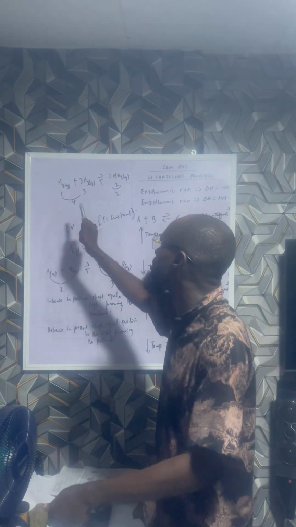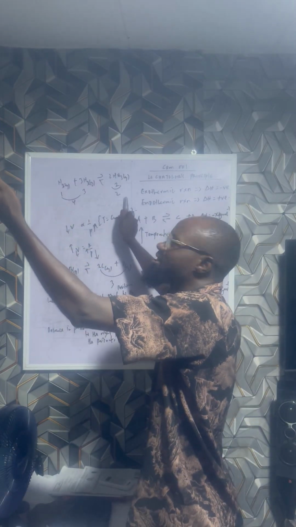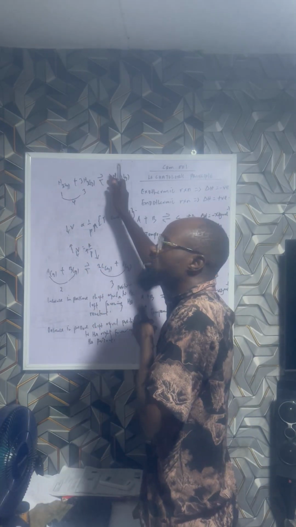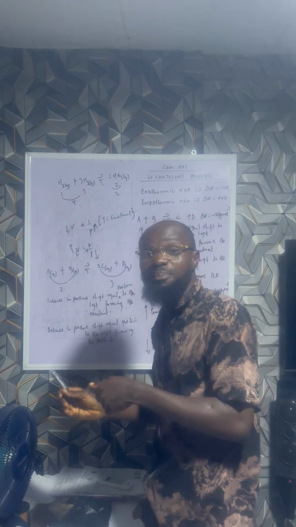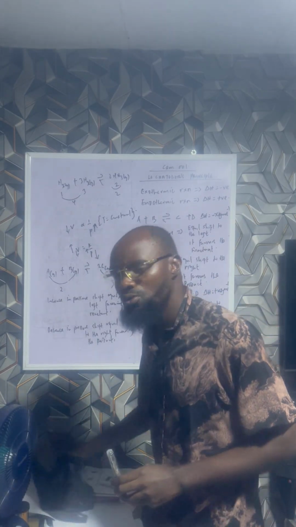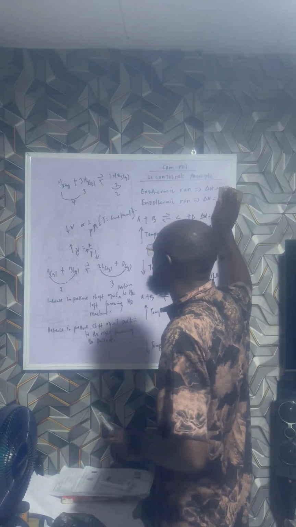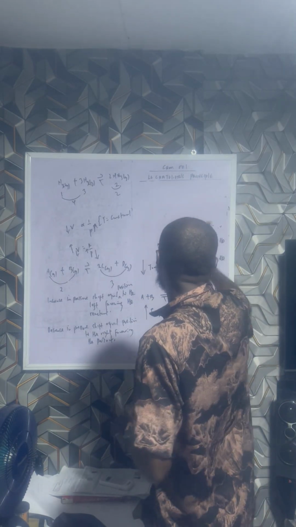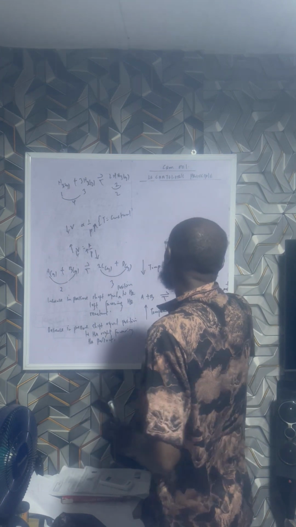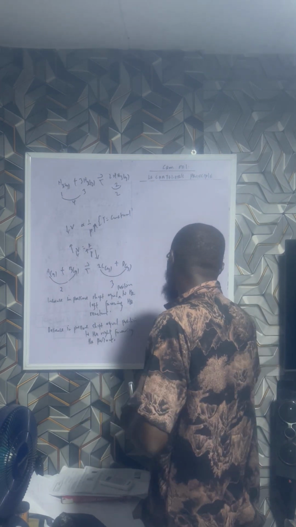So where you have volume increase is this. Increasing pressure, the volume comes down. Where I have volume decrease is this. So increasing pressure, equilibrium will shift to the right. Decreasing pressure, equilibrium will shift to the left. Now, we have concentration as a factor. Concentration as a factor is one of the easiest.